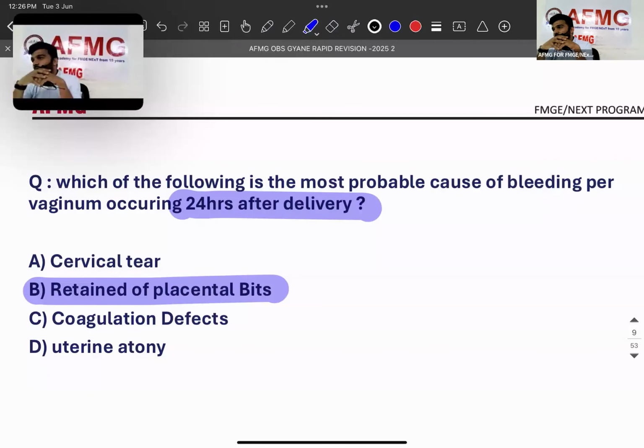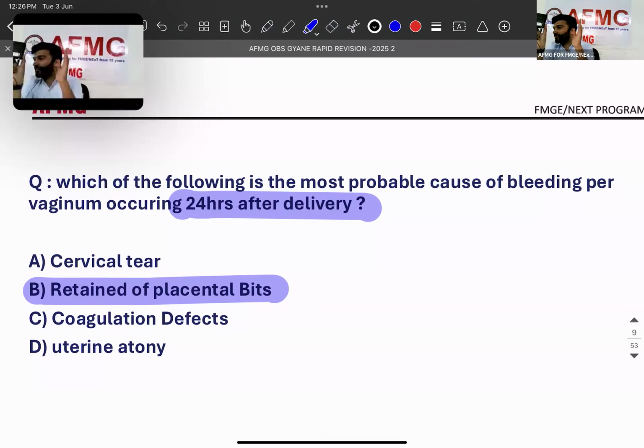Fourth stage is observation stage. Most important stage is third stage. Sir, why? Because postpartum hemorrhage is occurring, because the delivery of the placenta is taking place. That's why it is most important. And all the complications started from which stage of labor? Third stage of labor.